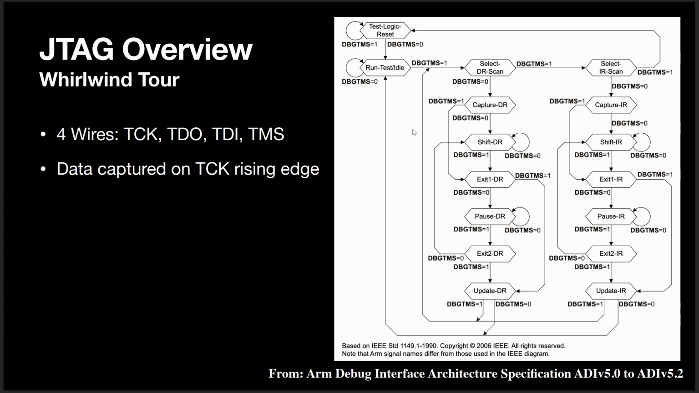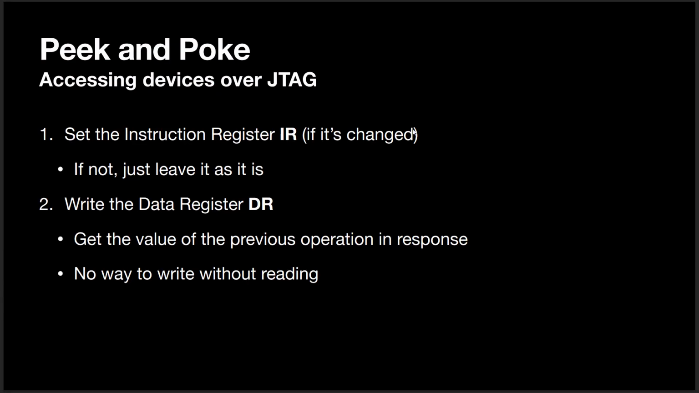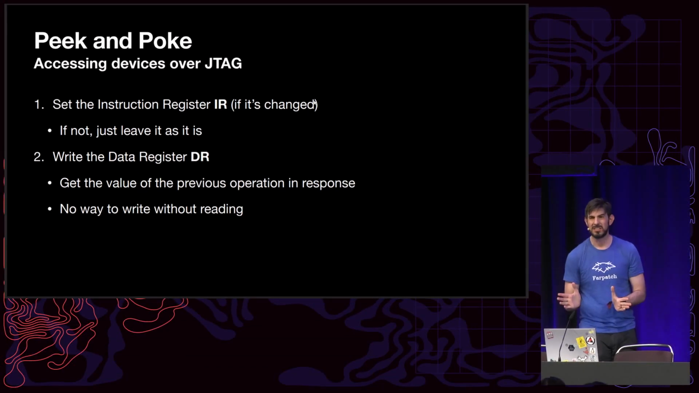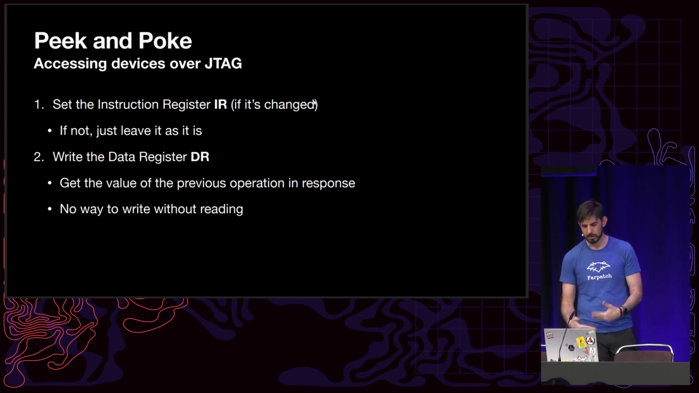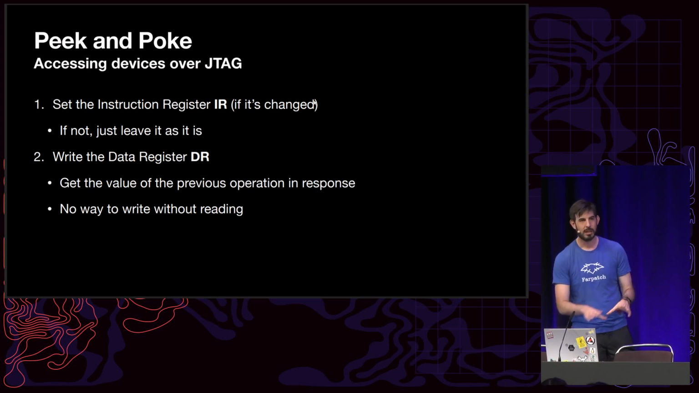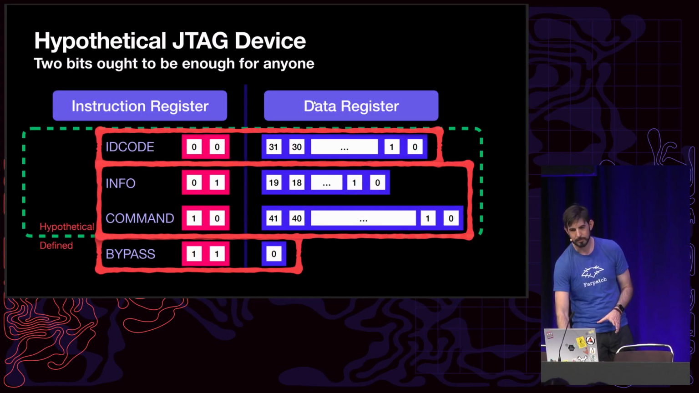So basically, our peek and poke becomes setting the instruction register if it's changed. If it hasn't changed, there's nothing we actually do, just leave it as it is. Then you write the data register, you go into this capture DR state, write the value in, and get the response back. One of the interesting things to note here is that it's impossible to write without reading, and you can't read without writing. So this actually has some interesting implications when it comes to the protocol, and we'll discover how some protocols handle that.